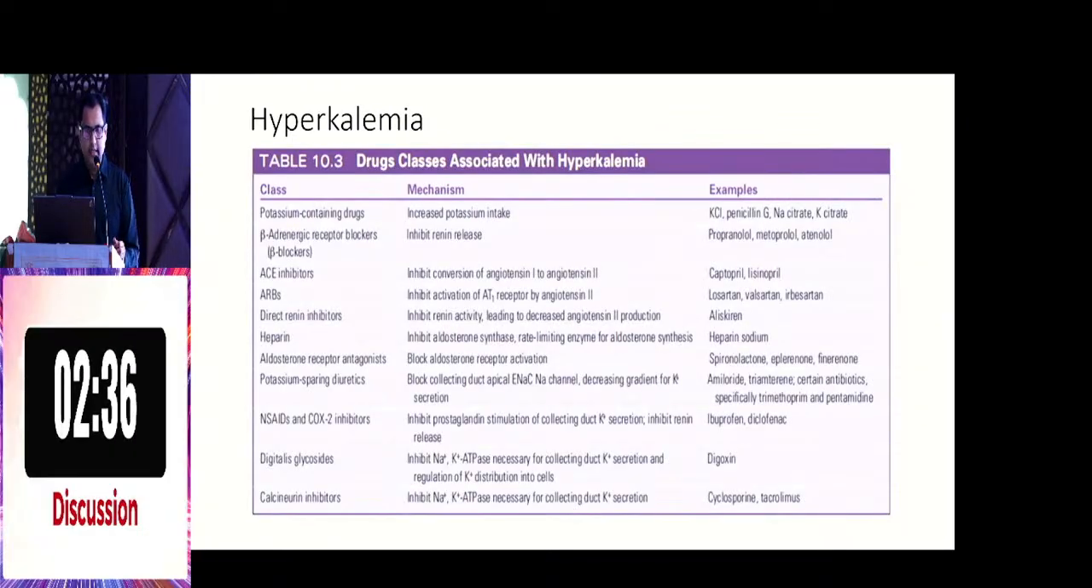Now the hyperkalemia. So hyperkalemia, what we see usually is that most of the time the cause is the drug. Most commonly the drugs which we are using in our day-to-day practice, like in hypertensive patients, we are using ACE inhibitors or ARBs. If the patient is given aldosterone receptor antagonists like finerenone or eplerenone or spironolactone, if the patient is on potassium sparing diuretics, if the patient is on NSAIDs and COX-2 inhibitors, these are the common drugs which we are using in our practice, and these all drugs can cause hyperkalemia. In transplant patients, if the patient is on cyclosporin and tacrolimus, that also causes hyperkalemia.